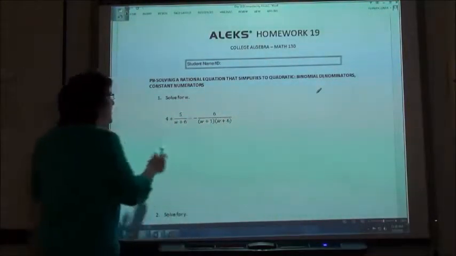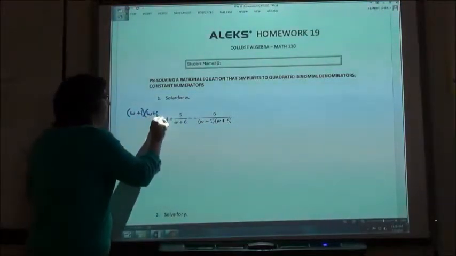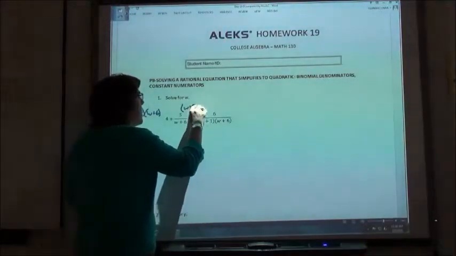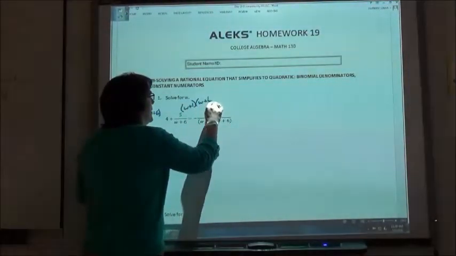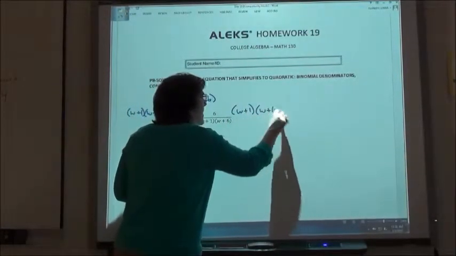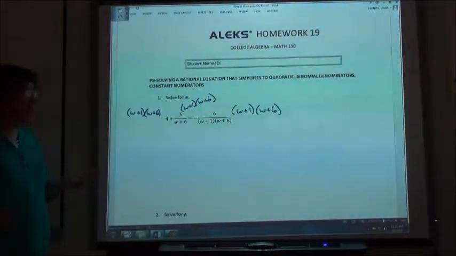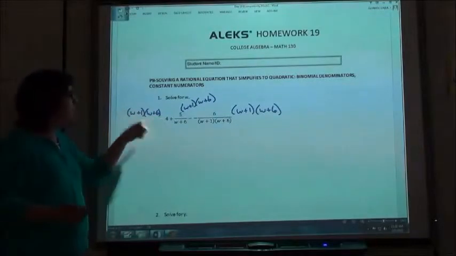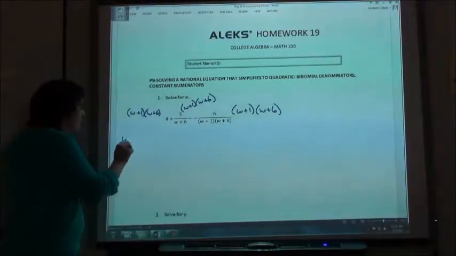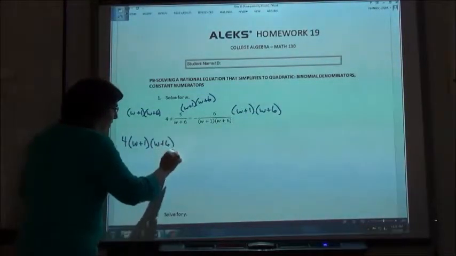So what I'm going to do is take w plus 1 and w plus 6 times each term, and there are 3 terms in this problem. So I'm going to put w plus 1 and w plus 6 times each of these. The first one doesn't have a fraction. We're not going to be able to cancel anything. I'm just going to rewrite it, and I'm going to put the 4 in front just because it is easier to do it that way. So 4 times w plus 1 times w plus 6.